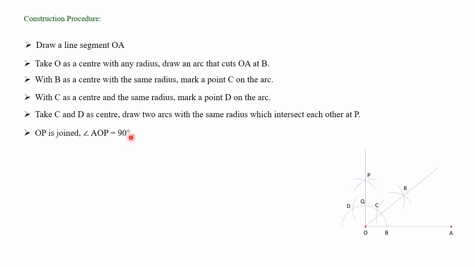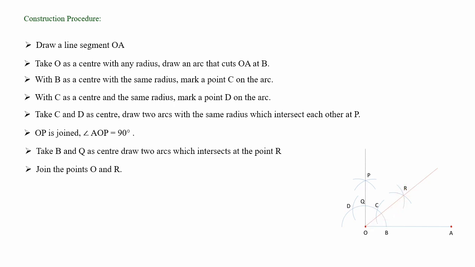OP is joined and angle AOP is 90 degree. So we have got angle AOP 90 degree. Take B and Q as center, draw two arcs which intersect at the point R. Now B, that is our 0 degree, and here Q, that is our 90 degree. We have to bisect this B and Q. So by keeping your compass at B and Q, draw two arcs. Both the arcs are intersecting at the point R and join OR. So join the points O and R. So the angle formed, angle ROA, that is our 45 degree angle. That is the required angle.